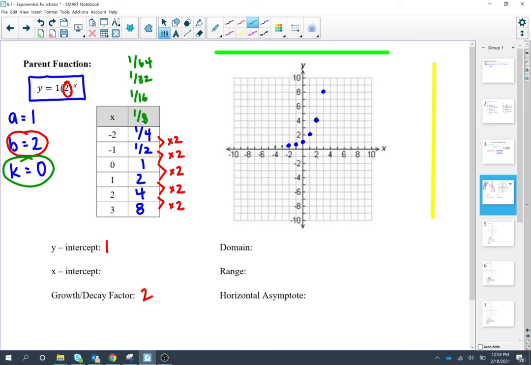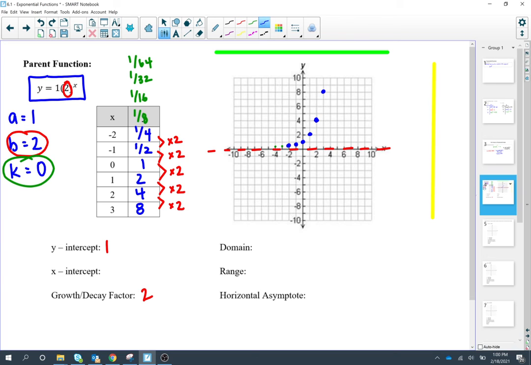But the question is, will we ever get to 0? Will we ever hit the x-axis? And the answer there is no. If you keep taking half of something, half of something, half of something, you're never actually going to take all of it and get rid of all of it. So the idea of a horizontal asymptote is it's this line that I'm approaching, which in this case is 0, but you're never, ever, ever going to touch.